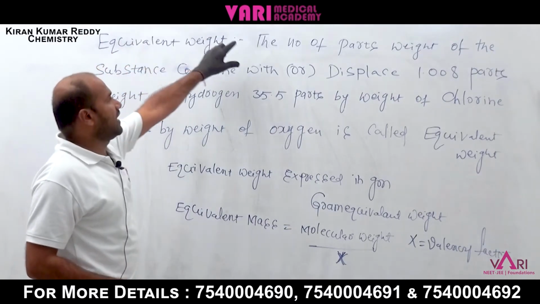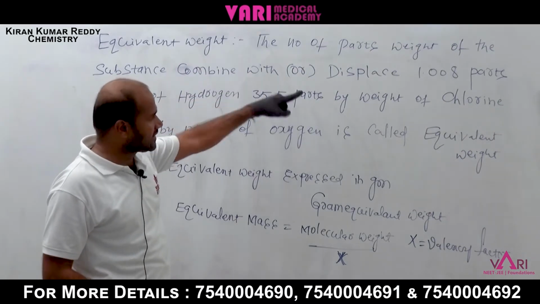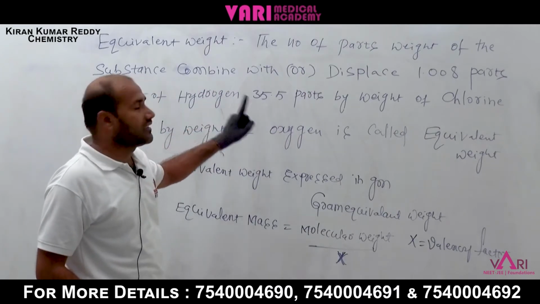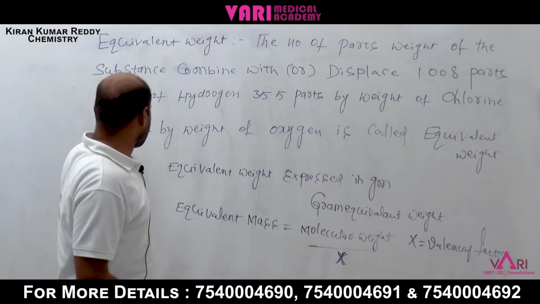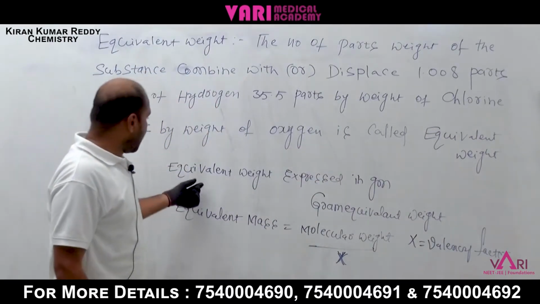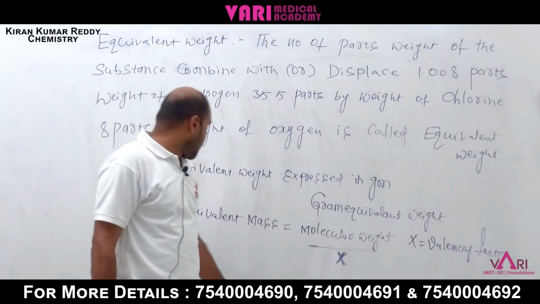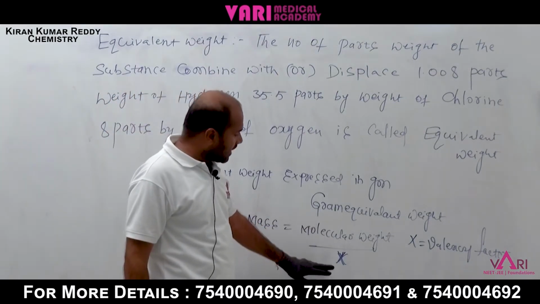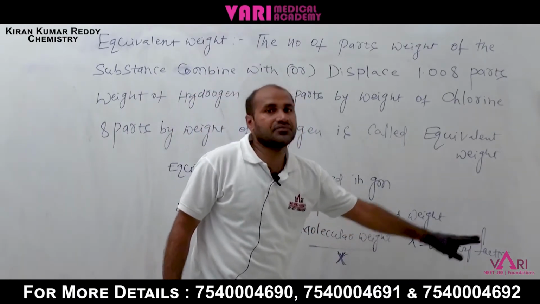Equivalent weight is defined as the number of parts by weight of the substance that combine with or displace 1.008 parts by weight of hydrogen, 35.5 parts by weight of chlorine, or 8 parts by weight of oxygen. Equivalent weight expressed in grams is called gram equivalent weight. Equivalent mass is equal to molecular mass by X, where X is the valency factor.